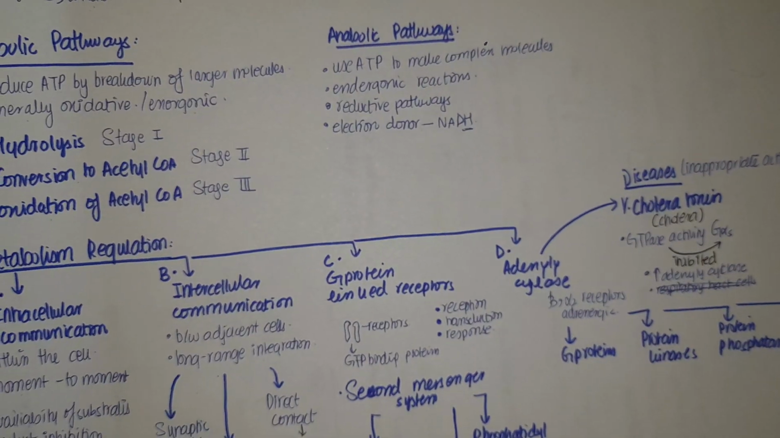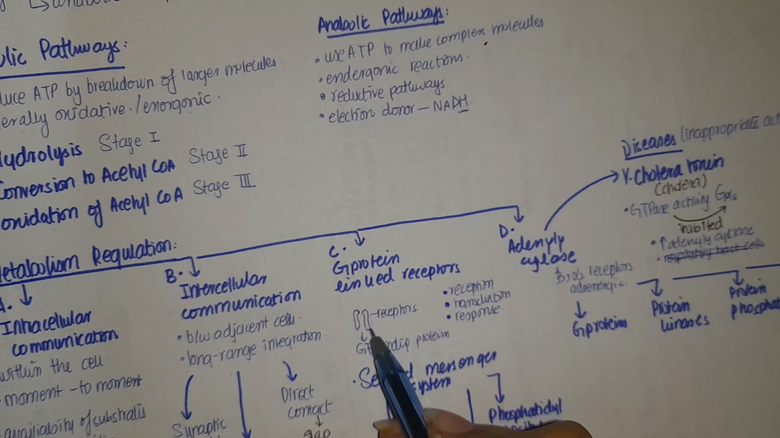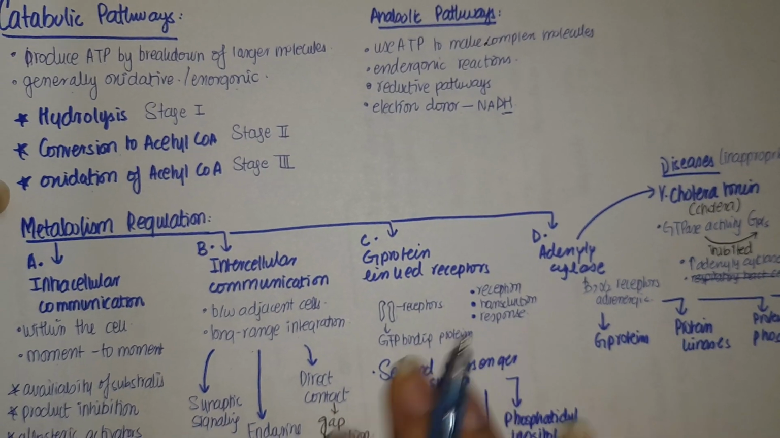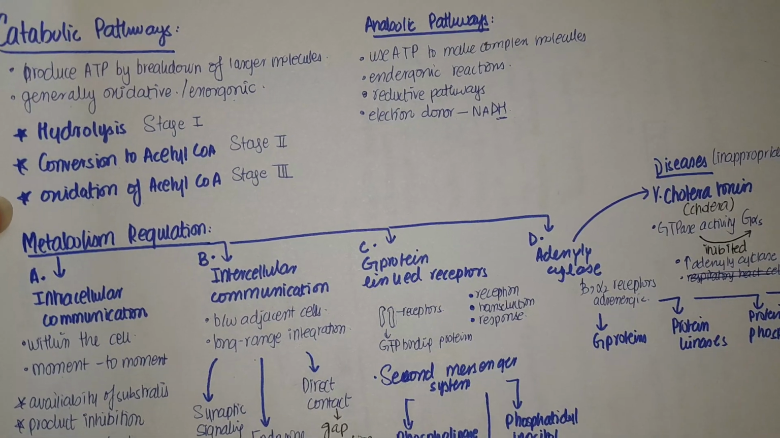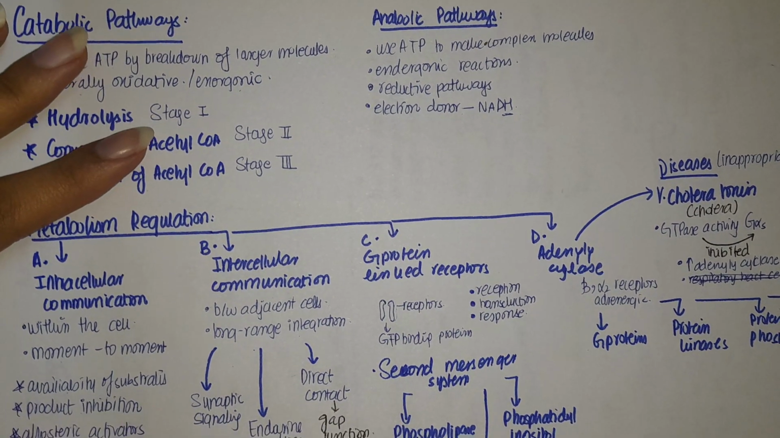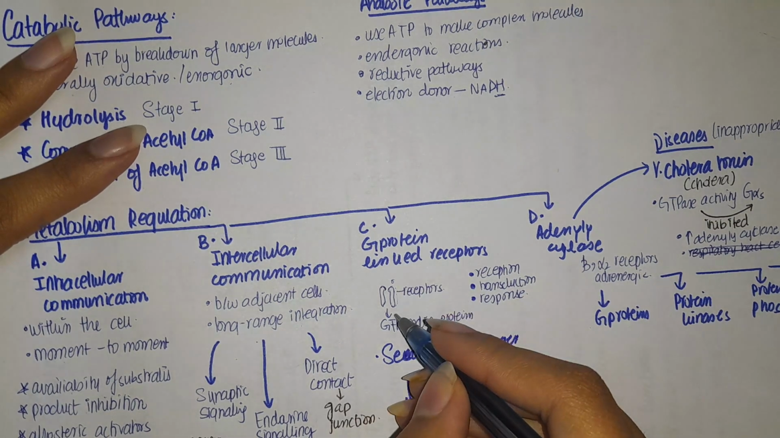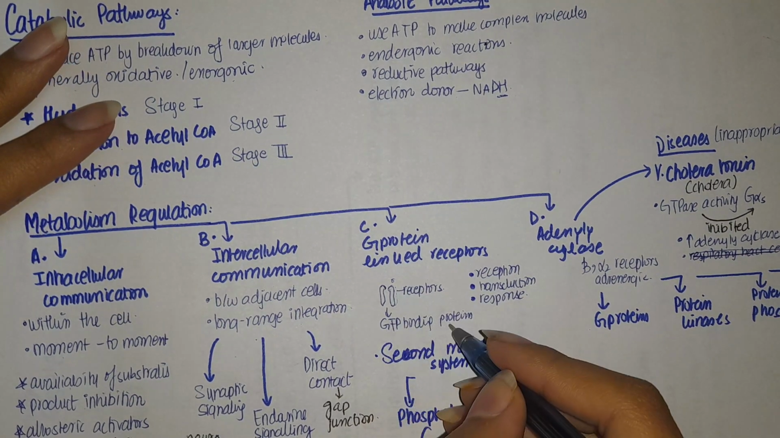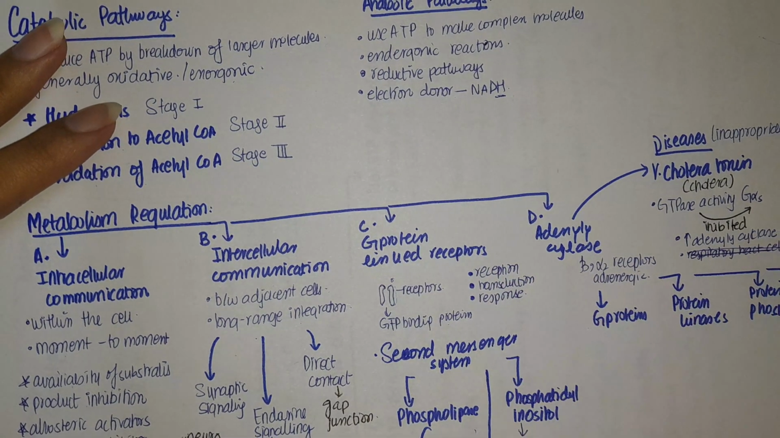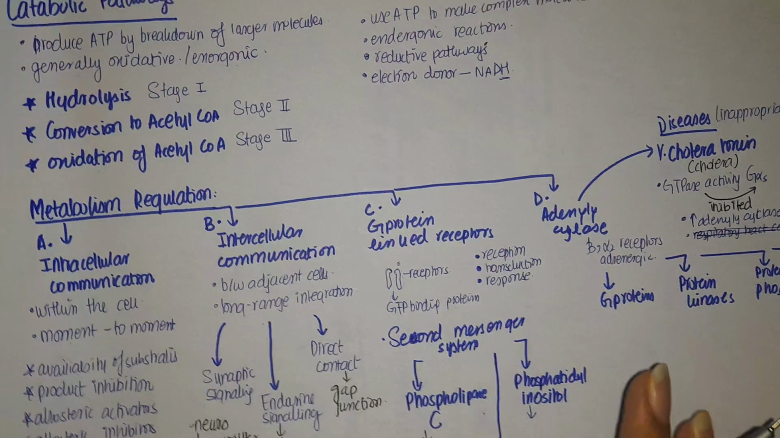Now G protein linked receptors. We have receptors on our cell. Whenever substances like neurotransmitters and hormones come, they are going to attach to the cell on its receptor, and that receptor is further attached to a GTP binding protein inside, and that GTP binding protein then activates a second messenger system.